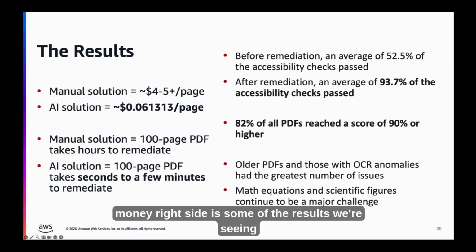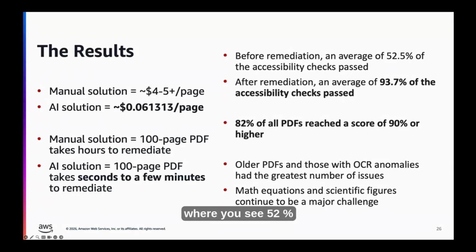The right side is some of the results we're seeing at scale, because we've run a few thousand documents through this, and we've run lots of images through the alt text generation, where you see 52% of the accessibility checks. So think every category is one check area. About half of those fail every time we put a PDF through it. When we come out, 93 to 95% of those pass. So think each one of the areas. And the PDFs that we have reached 90% or higher are the vast majority of them.